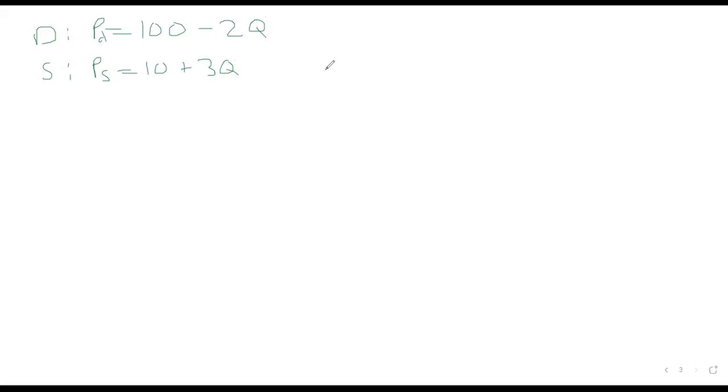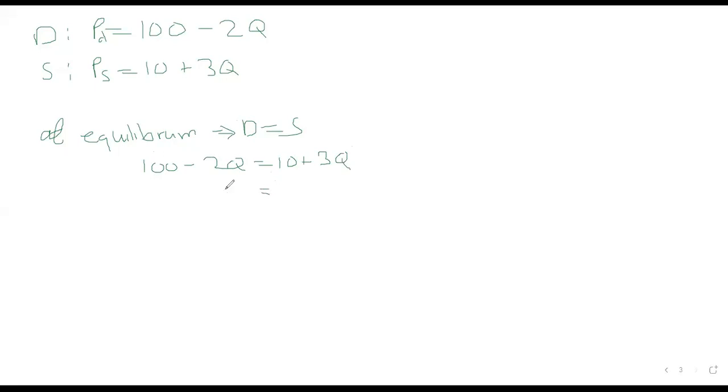So at equilibrium, what happens? We say that at equilibrium, what happens? Supply and demand meet. Demand is equal to supply, correct. So what is our demand? 100 minus 2Q. And what is our supply? 10 plus 3Q.